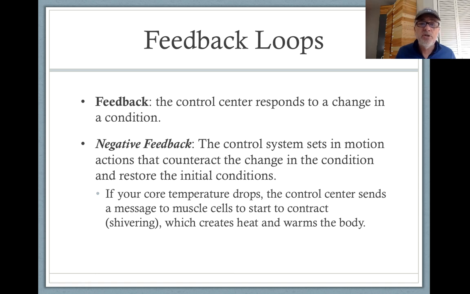For example, if your core temperature drops below 98.3 or whatever your personal core temperature is, the control center sends a message to the muscle cells to start to contract rapidly. That's called shivering. This creates heat because in order for the muscles to fire, they have to generate and use a lot of ATP, and there's a lot of waste heat from both of those processes, and that warms the body. That is a negative feedback loop. There's a change in the core temperature. The control center says shiver. That raises the temperature back to where it's supposed to be. Negative feedback. That's a loop that maintains homeostasis.